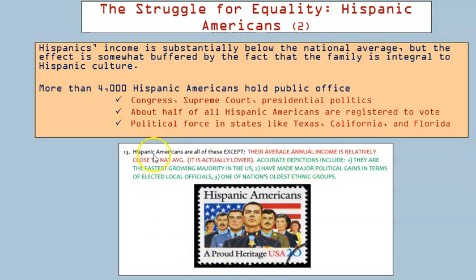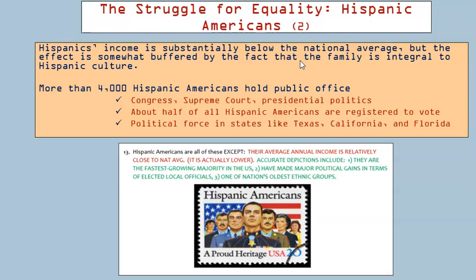So this question reads, Hispanic Americans are all of these except what? They are the fastest growing majority in the U.S. They have made major political gains in terms of elected local offices. They are one of the nation's oldest ethnic groups. And then it says their average annual income is relatively close to national average. And we noted that it's substantially below national average. So just note relatively close and substantially below are not the same thing.